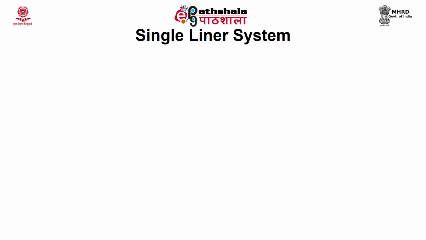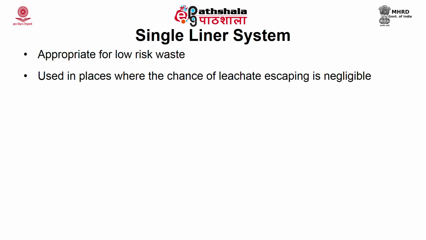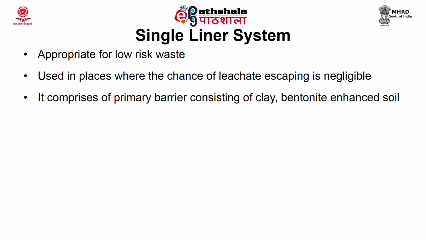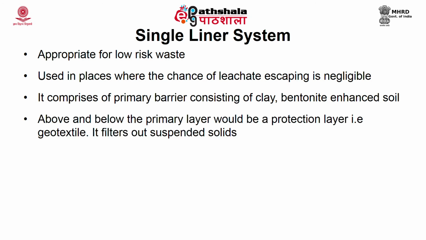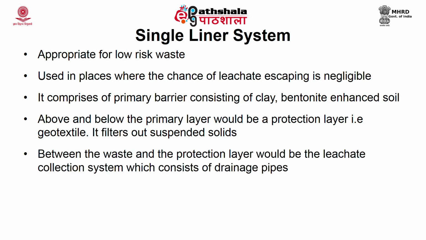Now, the single liner system is used for low risk waste, and it is used in places where chances of leachate production or percolation are negligible. It comprises a primary barrier which consists of a clay or a bentonite enhanced soil. Above and below this primary barrier layer, you would have a protection layer. Protection layer, again I told you, is geotextile, which will filter out the suspended solids. Now, between the waste and the protection layer would be the leachate collection system, which consists of a drainage pipe.